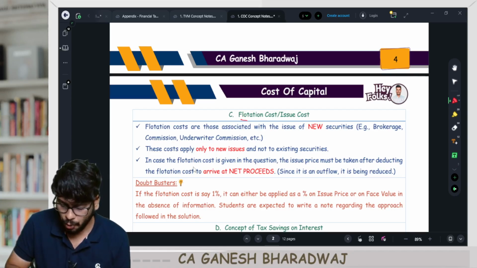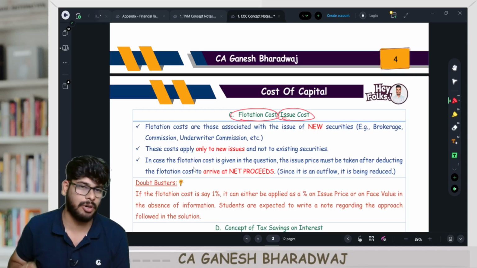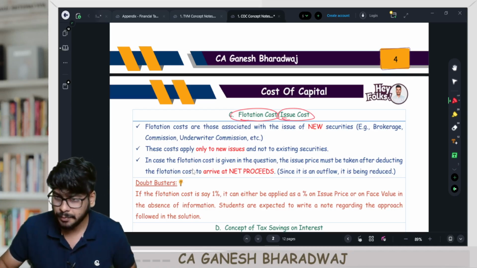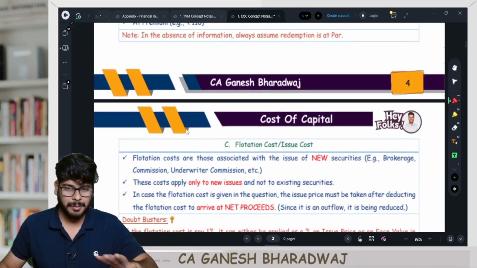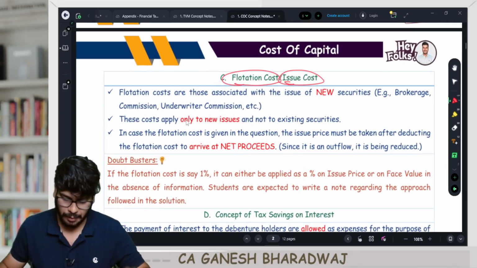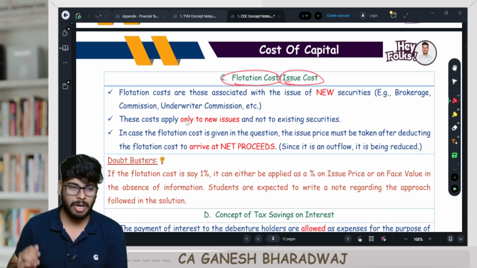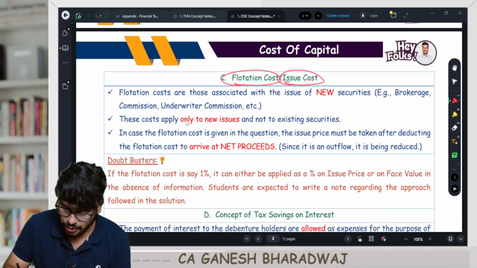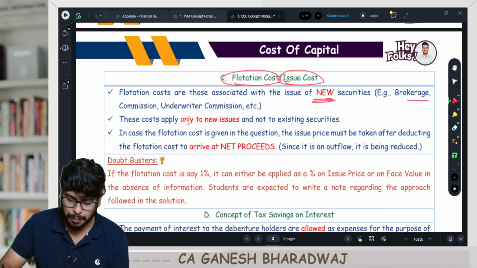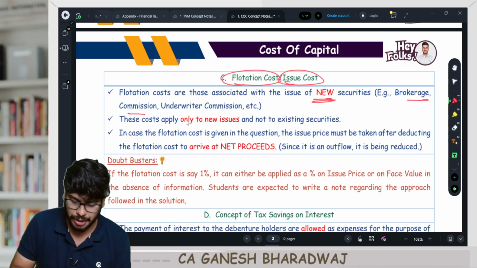Now, here comes the one unique component that you need to know: the concept of flotation cost, or issue cost. What do you mean by that? Is the screen visible? Right. Now, look at this. Flotation costs are those costs which are associated with the issue of new securities. Example: brokerage, underwriter commission, etc.